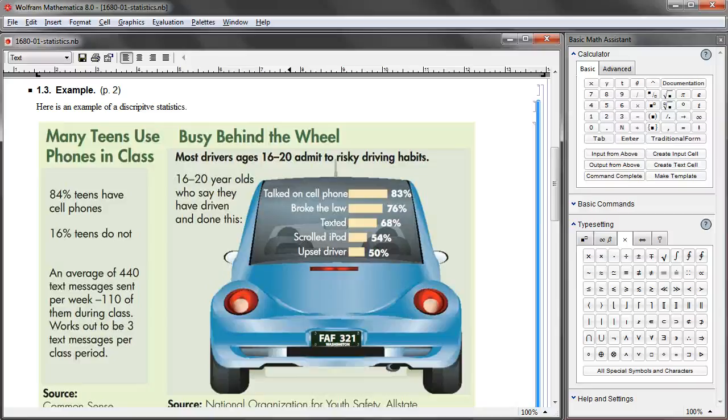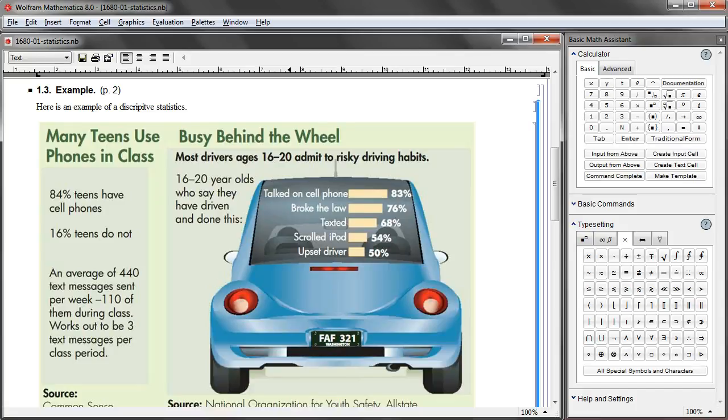On the left-hand side, we have 84% of teens have cell phones, 16% don't. There goes a set of data. If you go over to the right-hand side, we have a little bit more complicated data set. 83% of the teens admitted they have talked on a cell phone while driving. 76% of the teens admitted they broke the law. 68% admitted they texted, and so on and so forth. That's a little bit more complicated compared with the left-hand side.